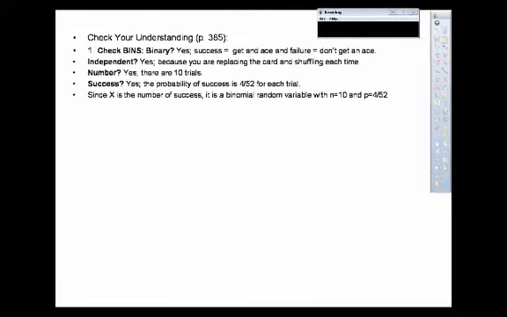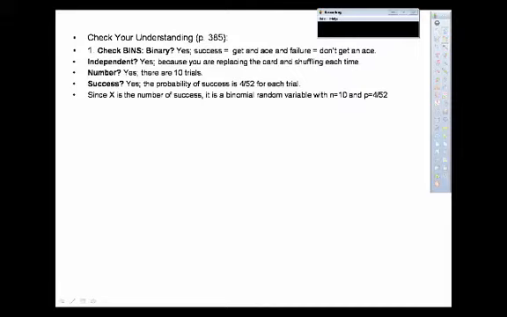Okay, so check our bins. Binary, yes. Success is get an ace, and failure is don't get an ace. Independent, yes, because we are replacing the card and shuffling each time. Number of trials, yes, we've decided on 10. Success, yes. The probability of success is 4 out of 52 for each trial.